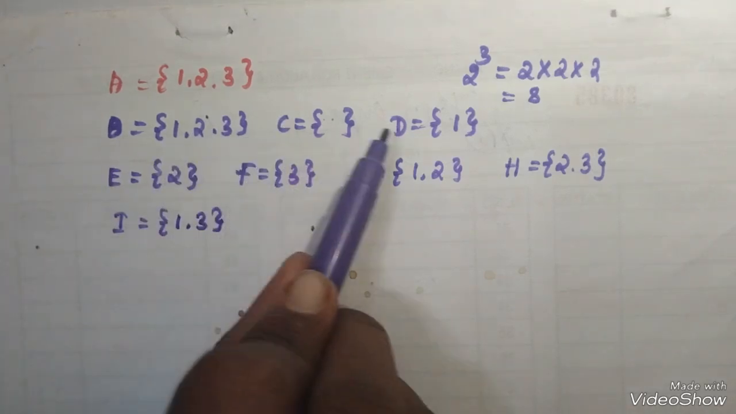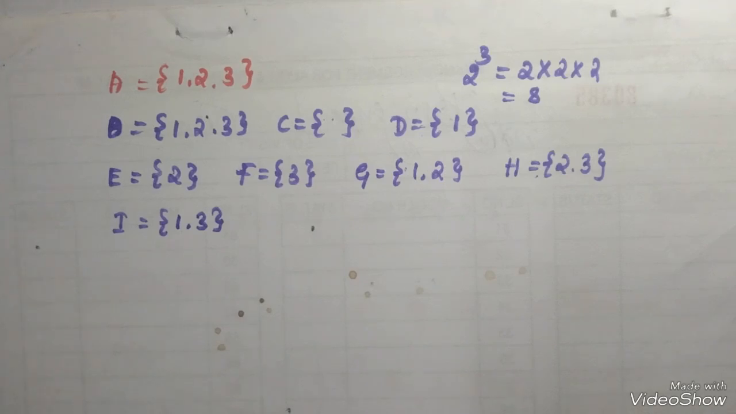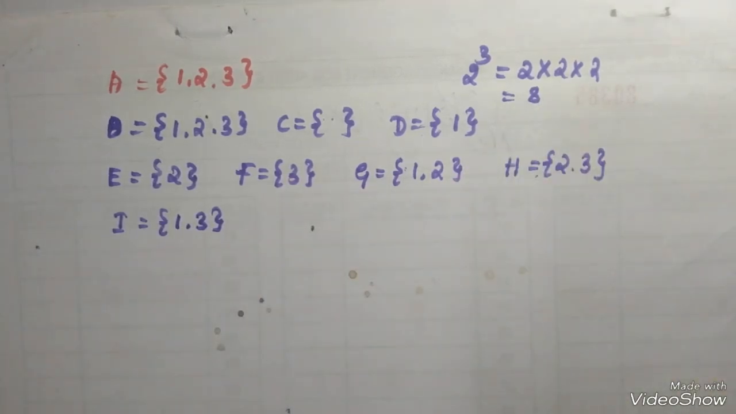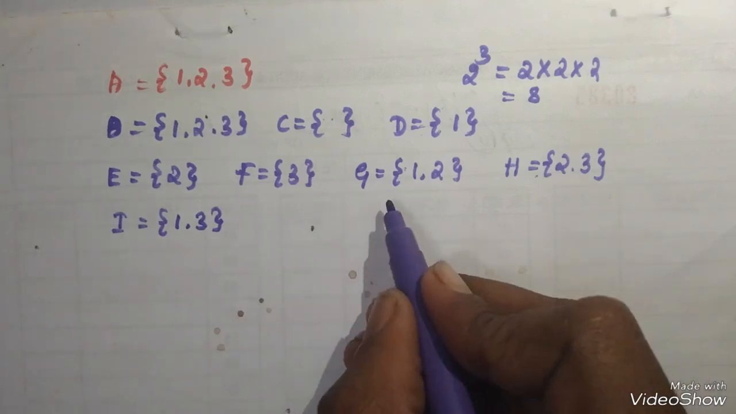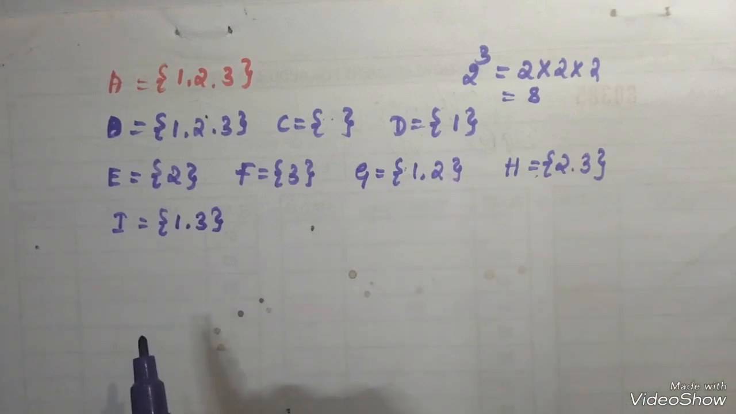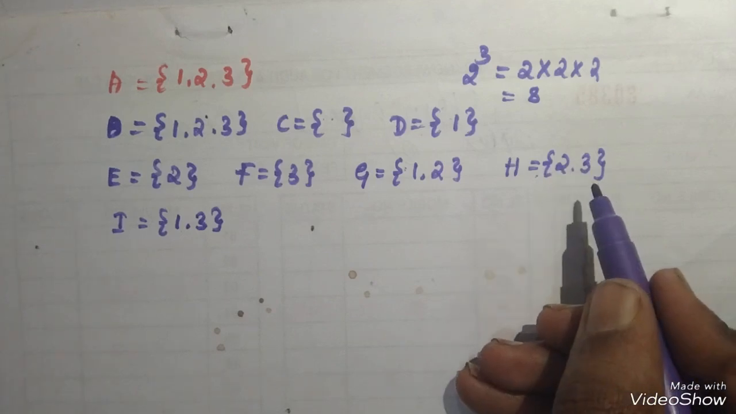Here 1, 2, 3, 4, 5, 6, 7, 8. Okay. Then how many numbers? 8. Here also we have written 8. Other than these subsets, can we write more subsets? No, we can't write. Because 1 comma 2 and 2 comma 1 are both equal. Then 3 2 and 2 3 are both equal.